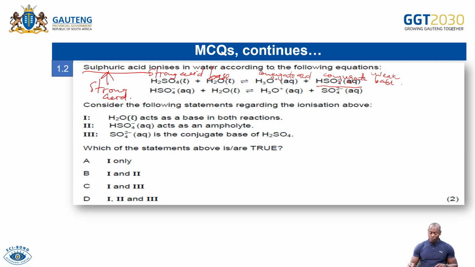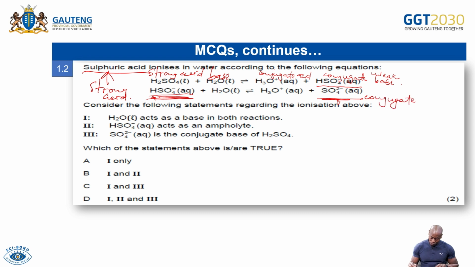Then let's check here. In the first equation, HSO4 minus is acting as a base. But let's check in the second equation. You had HSO4 minus, there was a proton before, on the side of the reactants, but on the side of the products, that proton is no longer there.